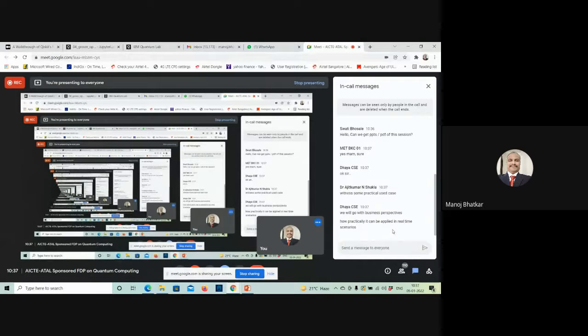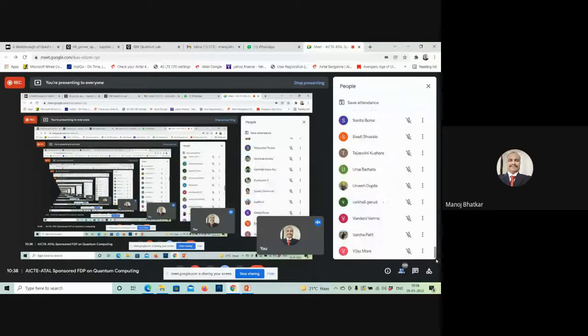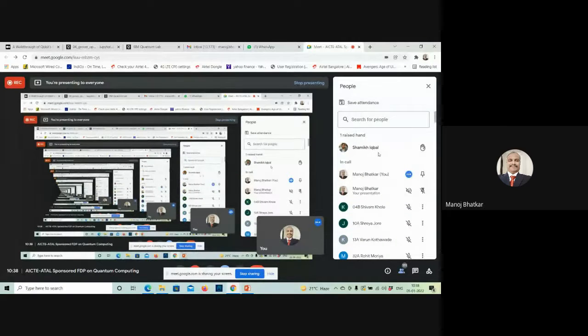Good. So basically, I can relate to it. Most of the messages say that you are interested to know what the practical use cases are, and I'll definitely touch upon that aspect, because that is what the session is all about. Shamik, Iqbal, anything there? You raised your hand. Any specific question you have? Okay, let's go.